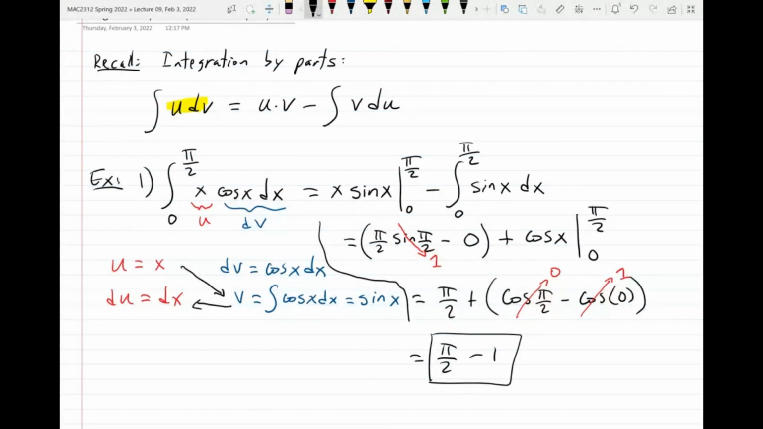Questions? Any questions? Again, this is just a warm-up. We did problems like this before, last time. It's just that we didn't do it with limits of integration. So I'm showing you how it looks if we had limits of integration.